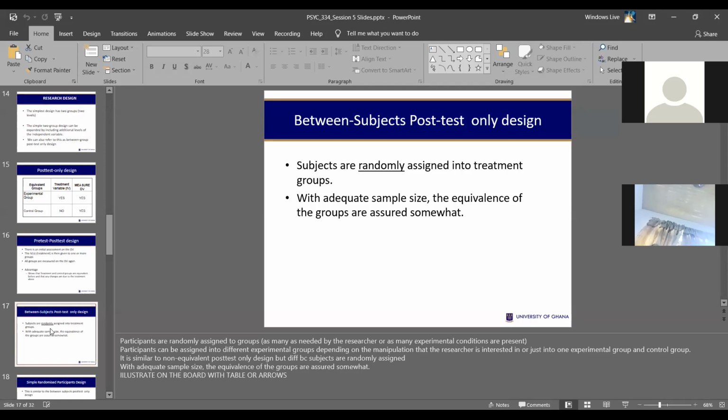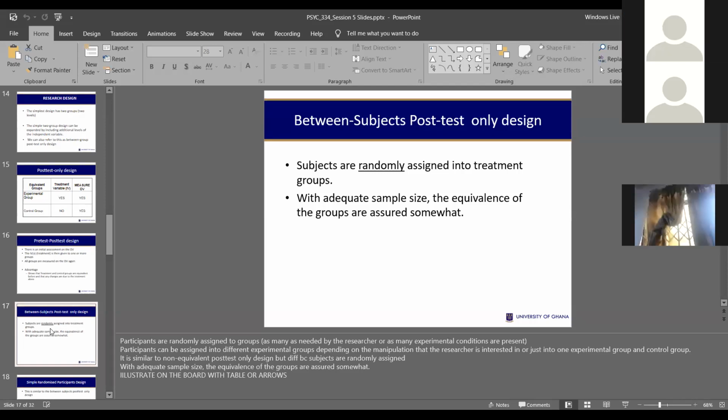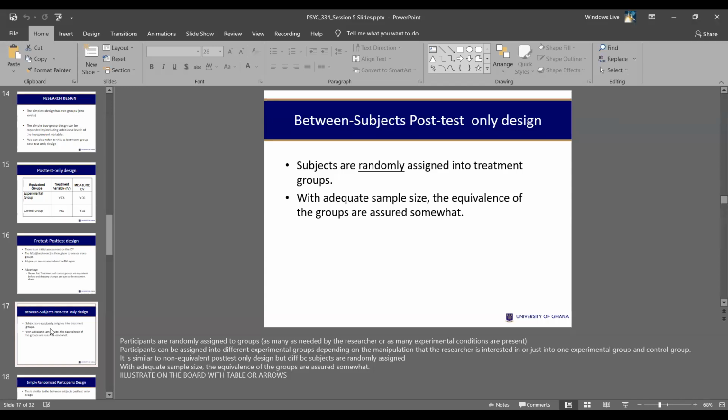Sisi? Yes, sir. Please, I want to know about the pretest post-test design. So does it mean that when we are going to perform the experiment, the treatment group and the control group, you first pretest the treatment group before the treatment, or you first treat both the experiment group and the control group?